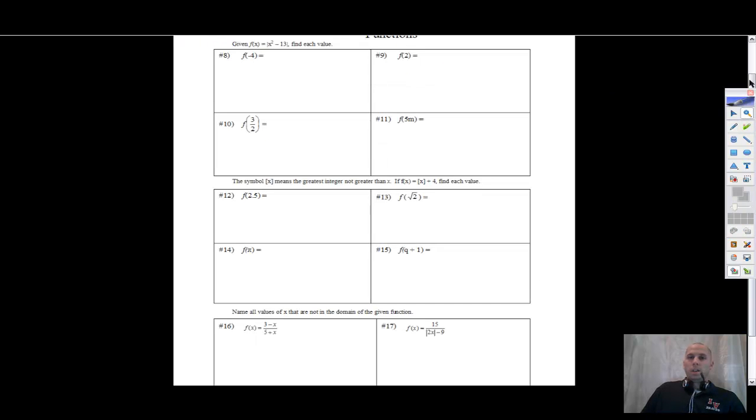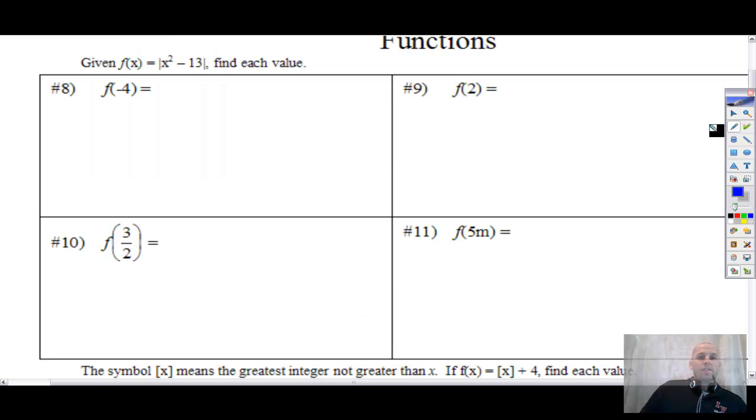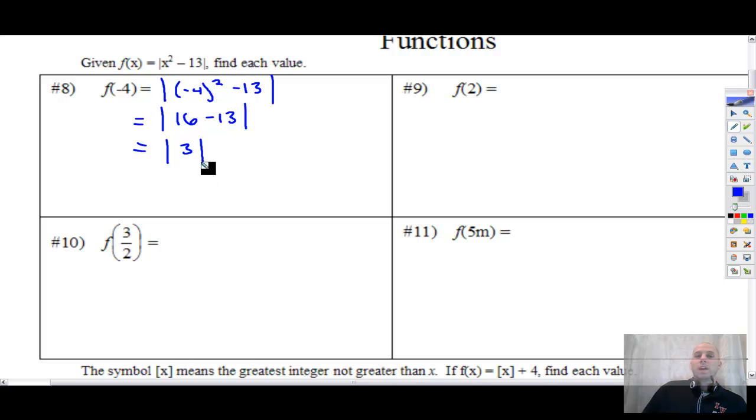On the flip side, you got number 8. Given f of x equals the absolute value of the difference of x squared and 13, find each value. So we substitute, we're going to use parentheses. Simplify using order of operations. -4 quantity squared is +16. 16 minus 13 is 3. The absolute value is the last thing we're going to be doing here, so you have to bring those bars down every time. Absolute value of 3 is 3.